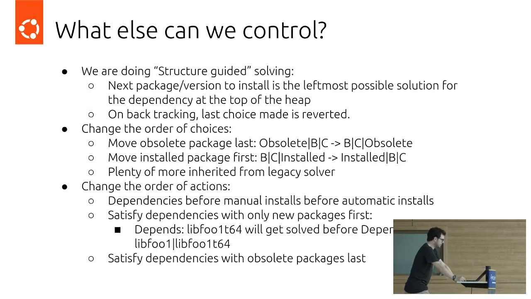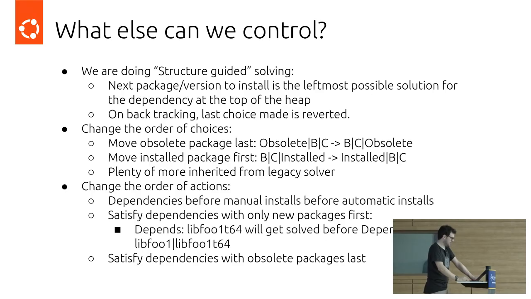And you can control more of this. So I like to call this structure-guided solving, because essentially we have this dependency list and we always pick the leftmost choice in the OR group. So what we can do is we can change the order of choices. What we did in the old solver already was, for example, we moved the installed package first in the choice. So that if you have A or B or C and C is installed, we reorder this to C, A, or B, such that we try C first before we try A or B.